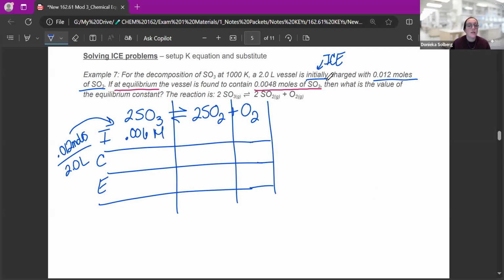Okay. Now, initially, I said initially charged with, that means that's what you put in it. It's just a gas, so we use the term charged with this. That's it. I didn't mention that I initially had anything else, so these get 0.